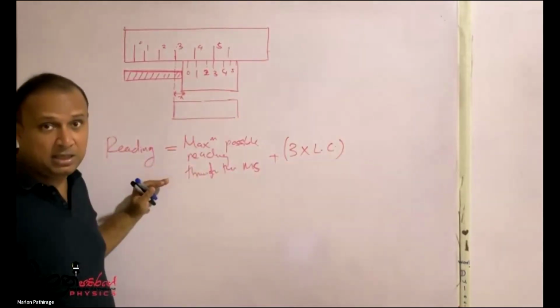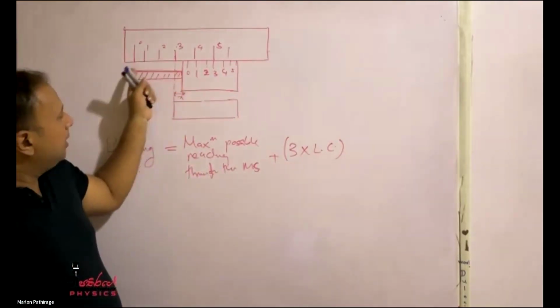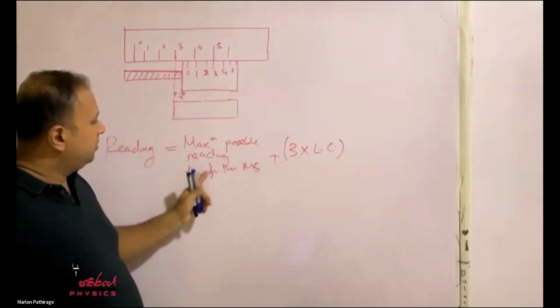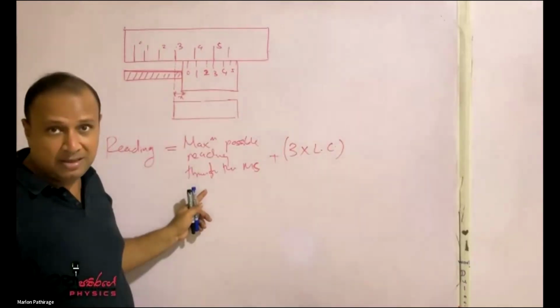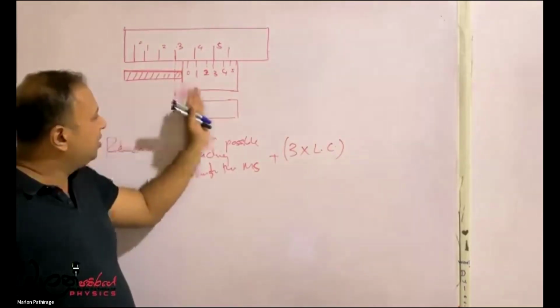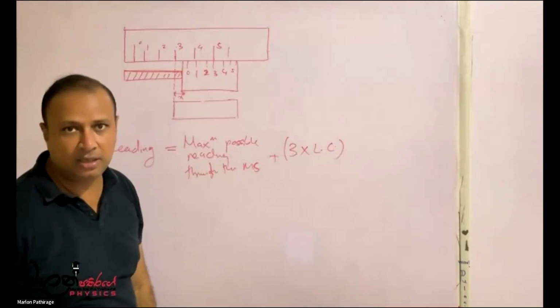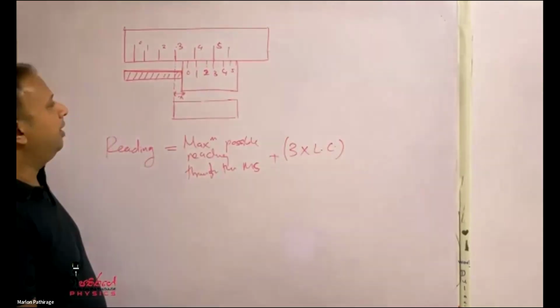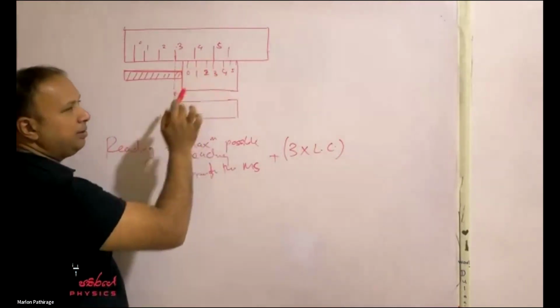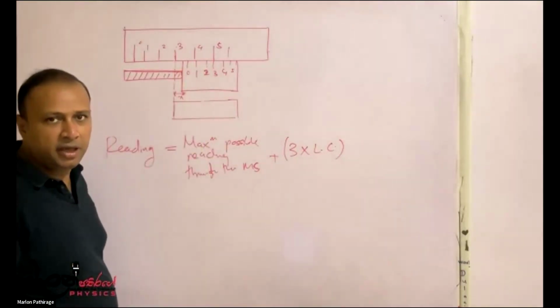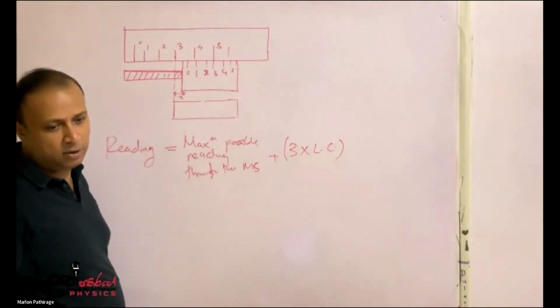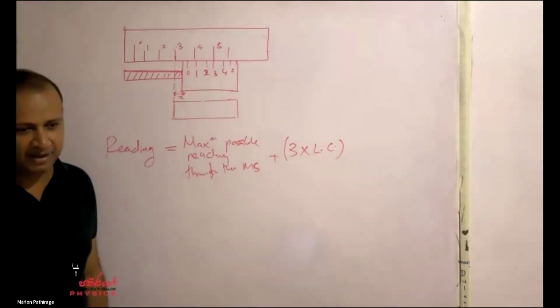But what is the final equation? A reading is the maximum possible reading through the main scale plus the shifted distance of the vernier scale. The shifted distance can be determined by the overlapping point times the least count. Overlapping point times the least count. Okay.